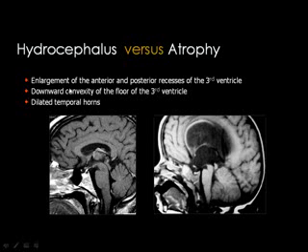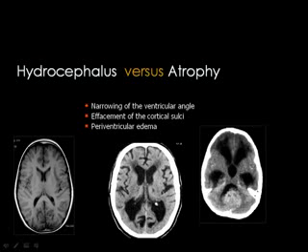These findings include enlargement of the anterior and posterior recesses of the third ventricle. You see the third ventricle is ballooned. Here are the anterior recesses, and here the posterior recess. Then downward convexity of the floor of the third ventricle. The third ventricle floor is almost horizontal, and in this case you can see there is bulging or sagging of the floor of the third ventricle. And of course the dilatation of the temporal horns helps also to discriminate between atrophy and hydrocephalus.